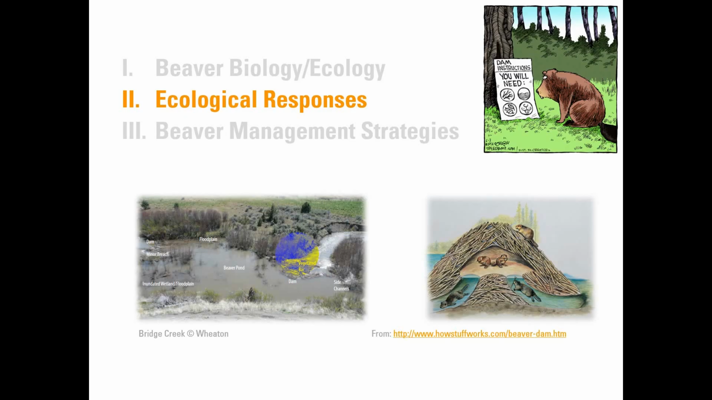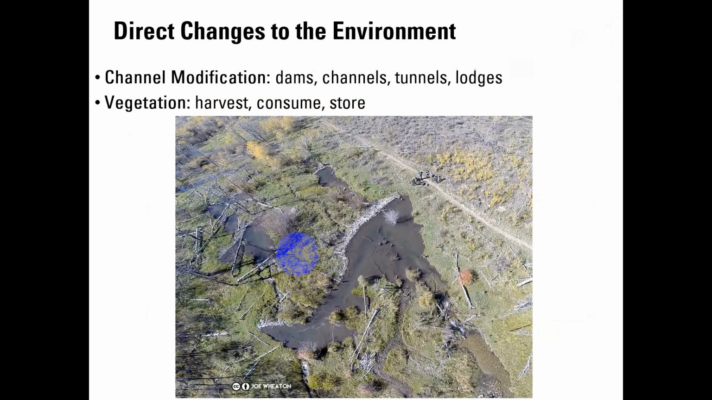So let's talk about some of the ecological responses to dam building activities. How do they directly change the environment? Well, they modify channels by building dams. They dig channels, they dig tunnels, and they build lodges. And then they harvest, consume, and store vegetation. These channel modifications and impacts to vegetation are what we refer to as dam building activity.